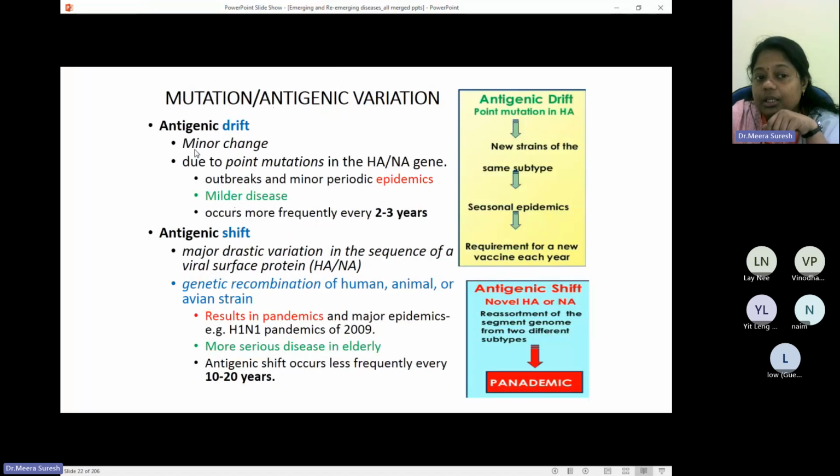In case of drift, there is only a minor change. The point mutation is happening. Point mutation means only one nitrogen base is involved, only one will be changing, either an insertion or deletion or a replacement, but at one point. So it is the point mutation happening especially in the HA or NA gene, and that results in minor periodic epidemics. So there will be some small outbreaks, some epidemics, but minor in nature. It produces milder diseases, and it occurs more frequently.